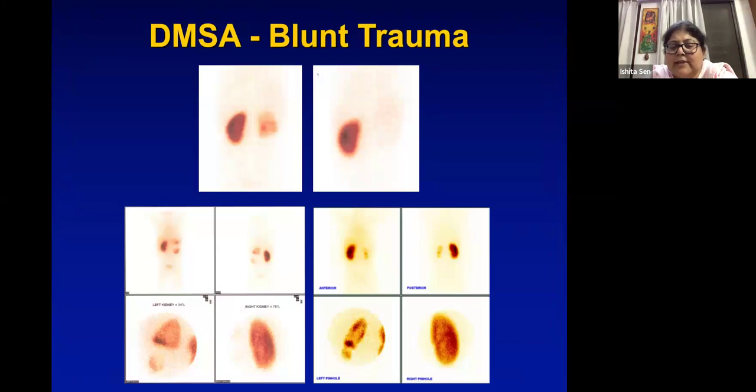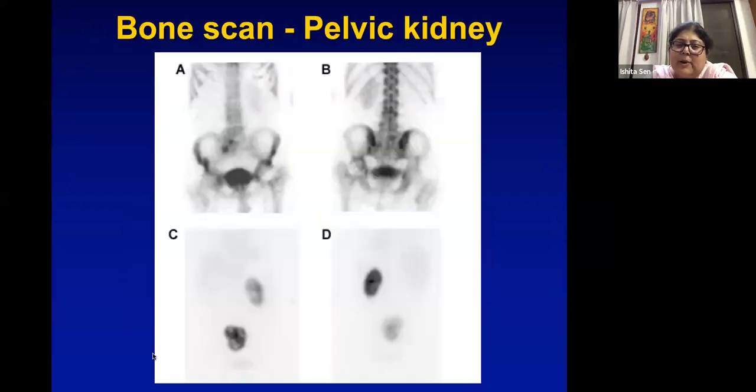So this was again a patient who had a renal trauma. And you can see very sharply the renal trauma and the hematoma which has happened here. The upper moiety is more or less intact. The upper half of the kidney is intact. The lower pole and the lower interpolar region is damaged in the renal trauma.